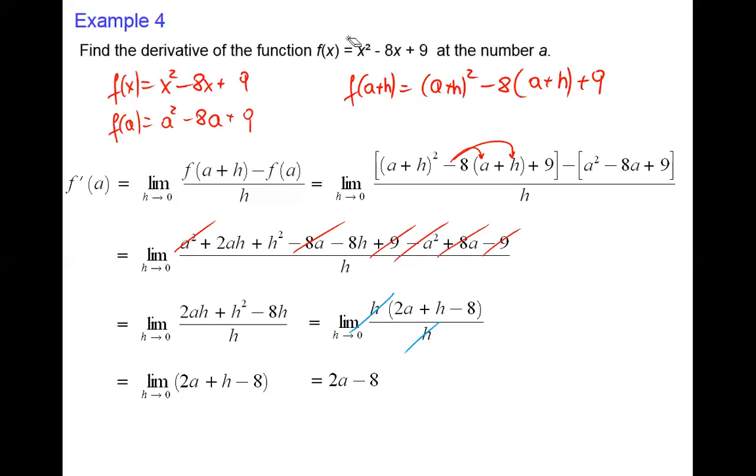Now, for that parabola, if I have any value of a, I can always find the slope of the tangent line at that a value. If a is 1, I know what the slope is. If a is 5, I can substitute and get the slope. But again, that's the process. Please practice this after the session.